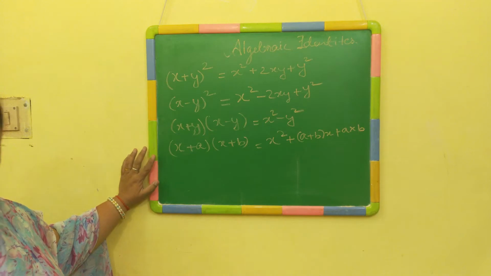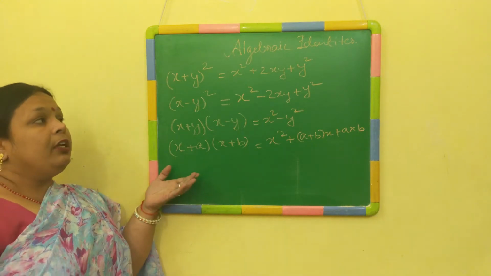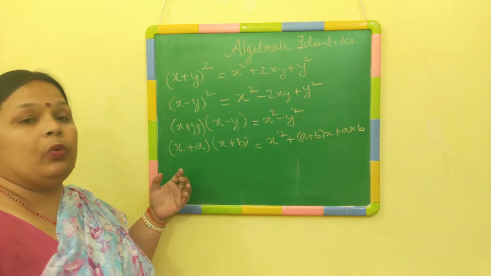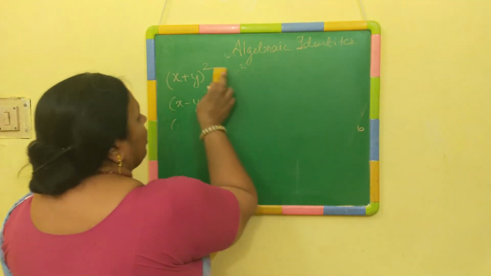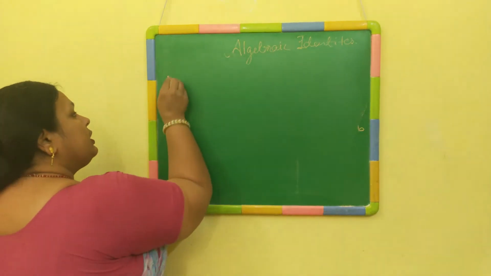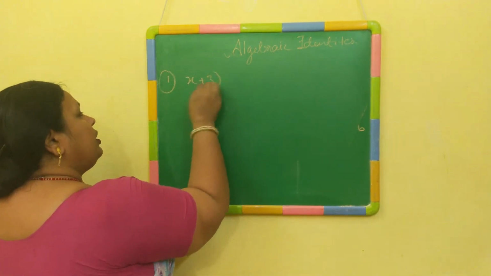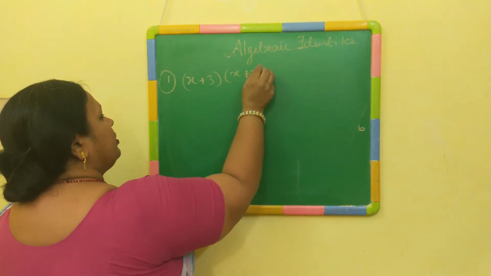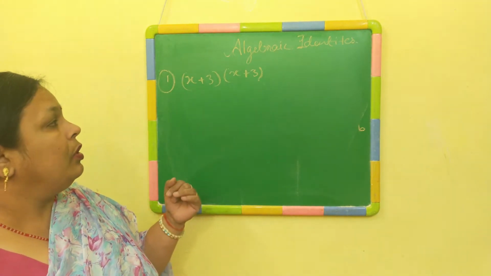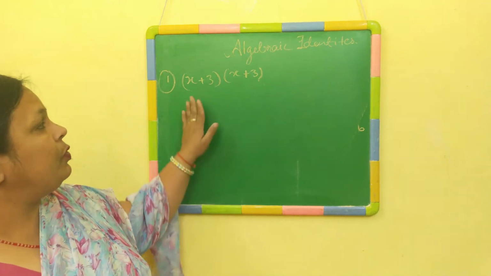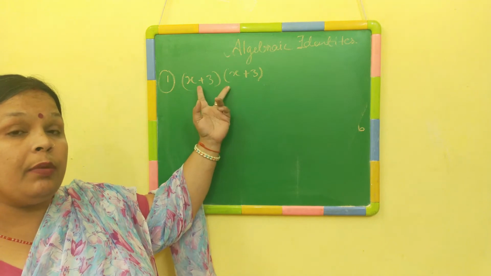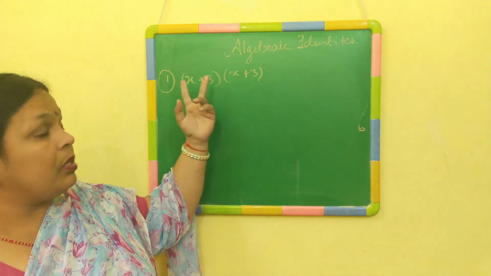But before getting the few more identities, let's check the applications of these identities on basic questions. For example, the first one, consider (x plus 3) and (x plus 3). See which identity we are going to use. The first thing we can see is that if you take this entire thing as a and this entire thing as a, both are having the same variable with the same constant and the same sign.